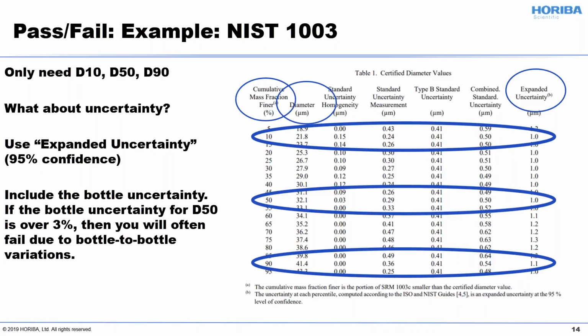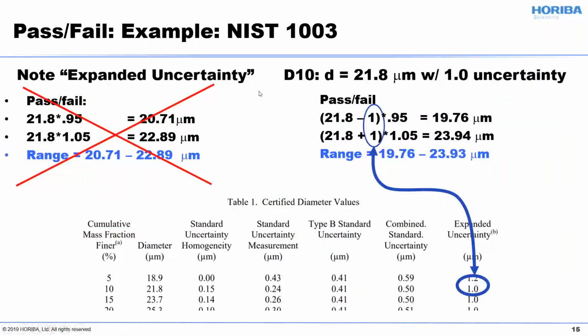going from bottle to bottle. So when I calculate my pass-fail, the first thing I don't want to do, so this is D10 at 21.8 microns on the table at the bottom. Well, if I just say that's plus or minus 5%, I go from 21.8 times 0.95 is 20.7 microns, up to 21.8 times 1.05, it's 22.9 microns. So I have a range of 20.7 to 22.9 microns.